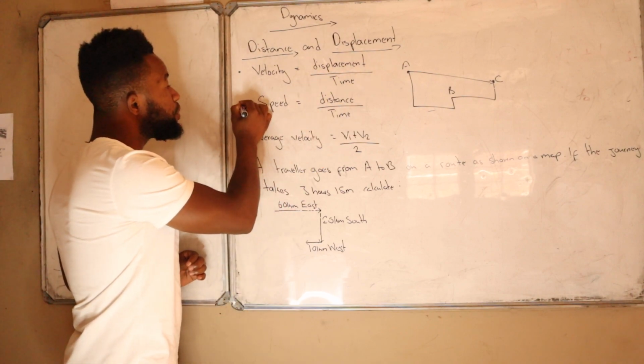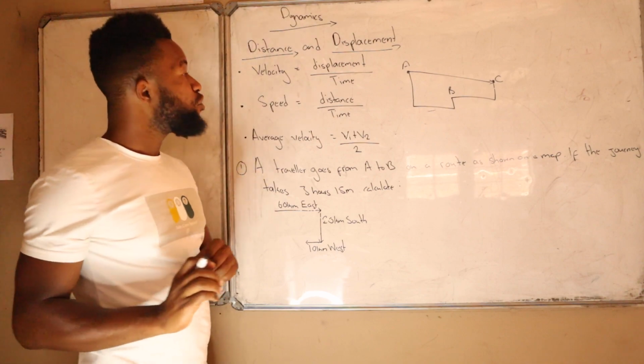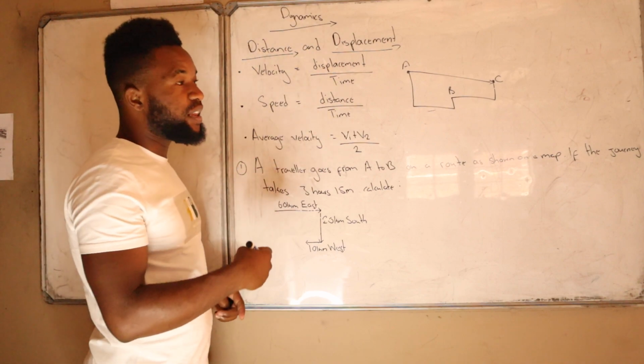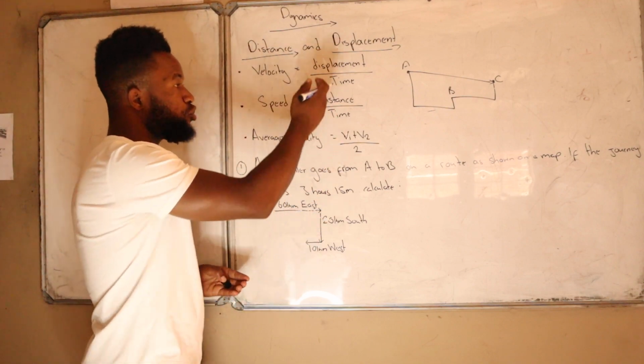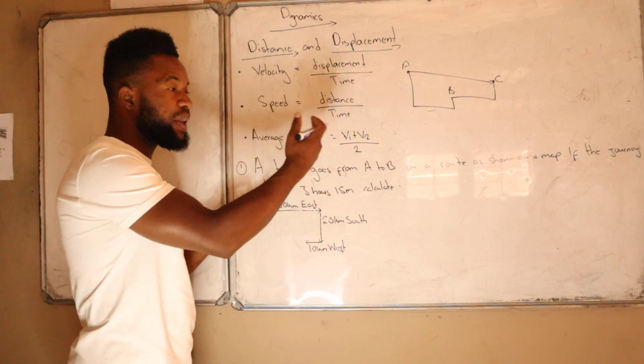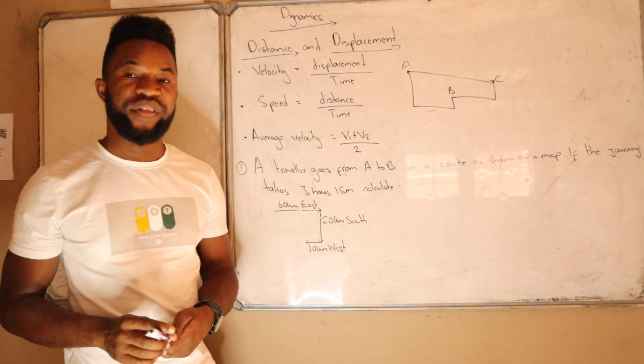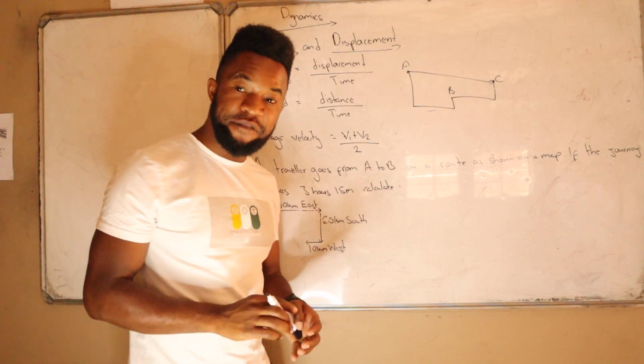And then how can you obtain a speed? A speed is the rate of the distance. So a speed is the distance divided by the time. The distance can be in meters and your time in seconds, or the distance can be in kilometers and your time in hours, depending on the question you are given.